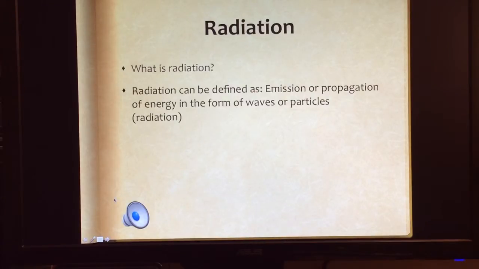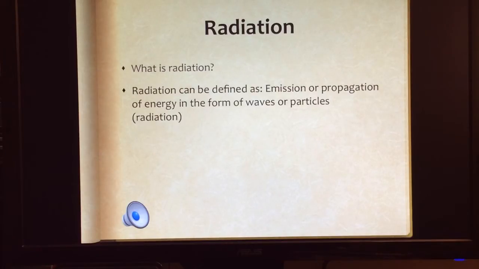Okay, so the final term to be discussed is radiation. Now, before we get started defining radiation and getting into the details of what it is, how it works, and examples, there are some ways that you can think about it beforehand that will help assist you in understanding what it means and how it applies to heat transfer.